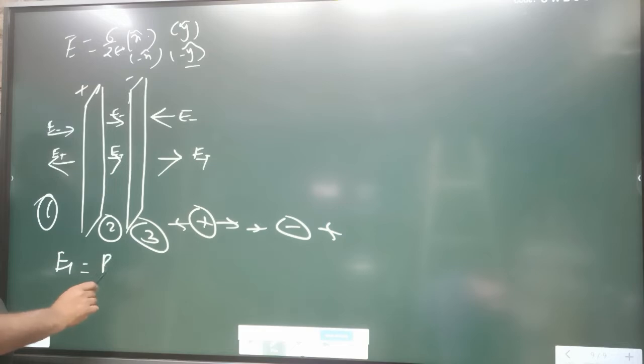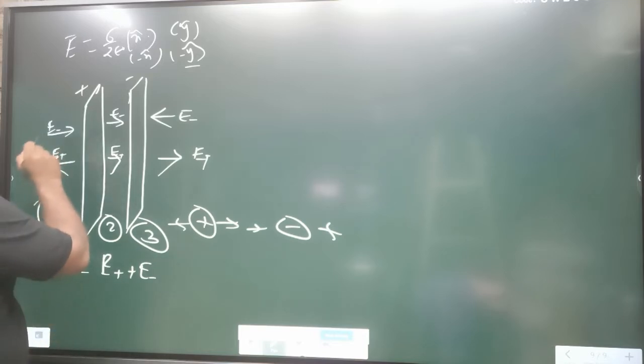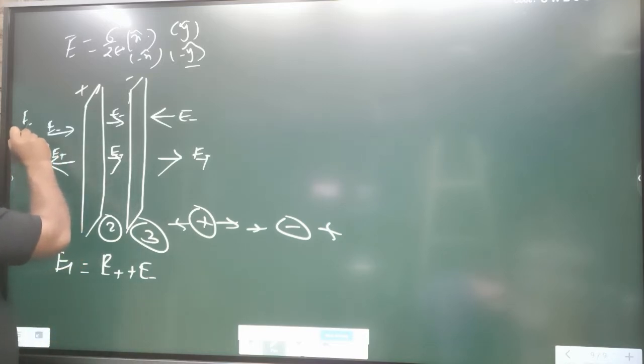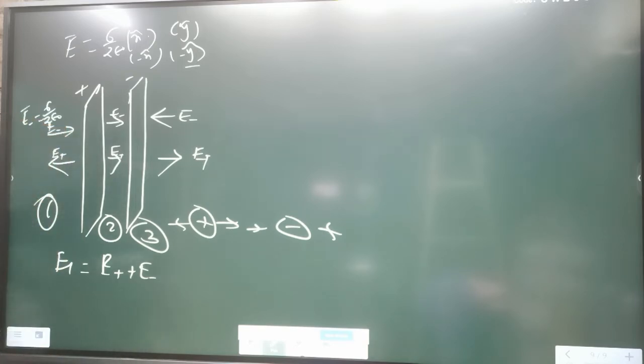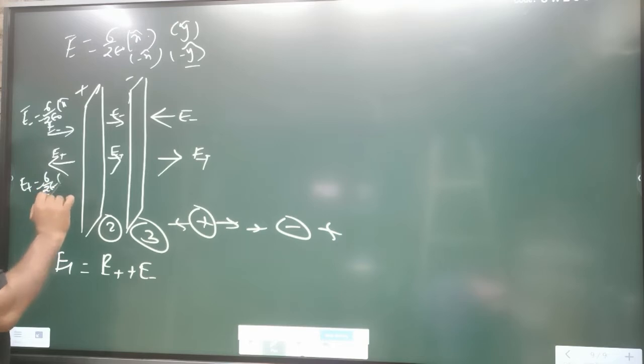First region: E plus plus E minus. Here the electric field E minus is equal to how much? Sigma upon 2 epsilon naught. Direction: X cap, the arrow is toward the positive direction, plus X cap. Next, here E plus is away from this one. E plus is sigma upon 2 epsilon naught, direction minus X cap.